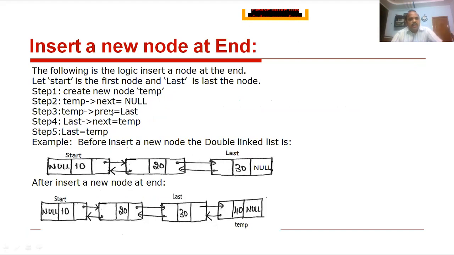The following is the logic to insert a new node at the end. Here, first we want to create a new node. This is called temp. Temp to previous equal to the last node. Then last to next equal to temp. Then last equal to temp. Then the last pointer and the temp pointer are pointing to the same node. Clear? So this is how to insert a new node at the end.